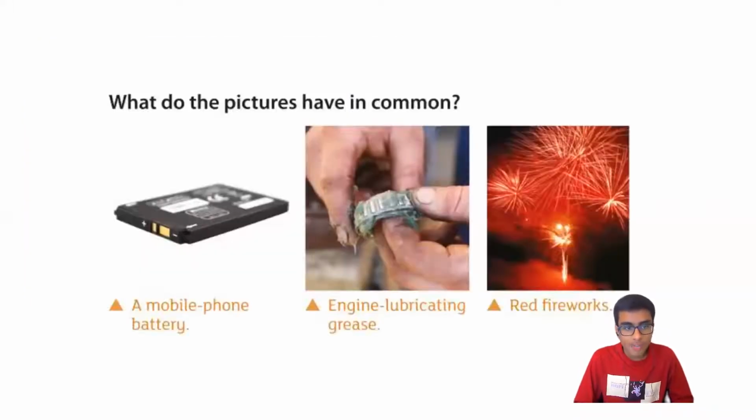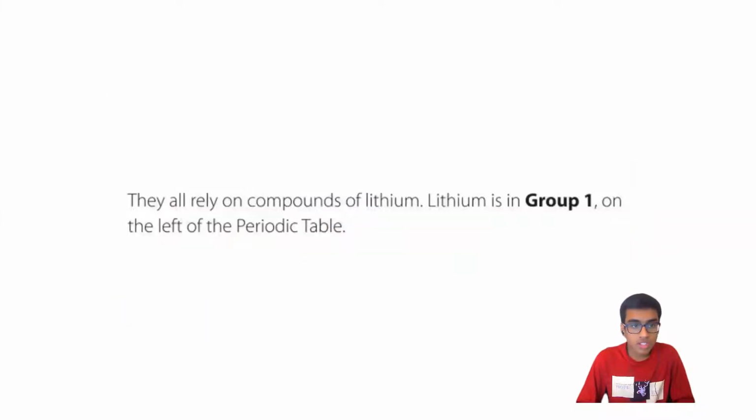So we have three pictures over here. We have a mobile phone battery, an engine lubricating grease, and red fireworks, and we have to know firstly, what do they all have in common? They all rely on compounds of lithium. Lithium is in group 1 on the left of the periodic table.